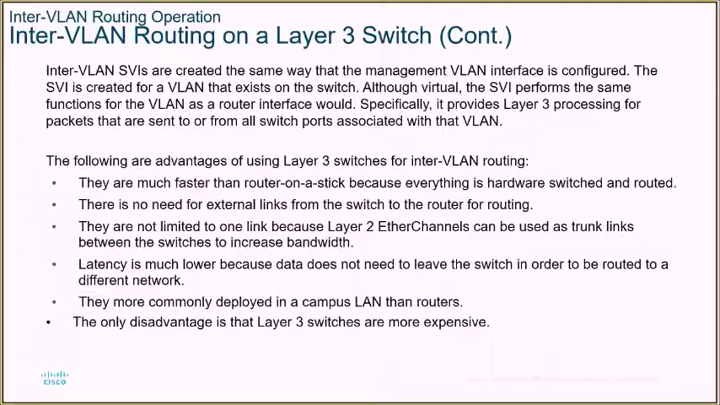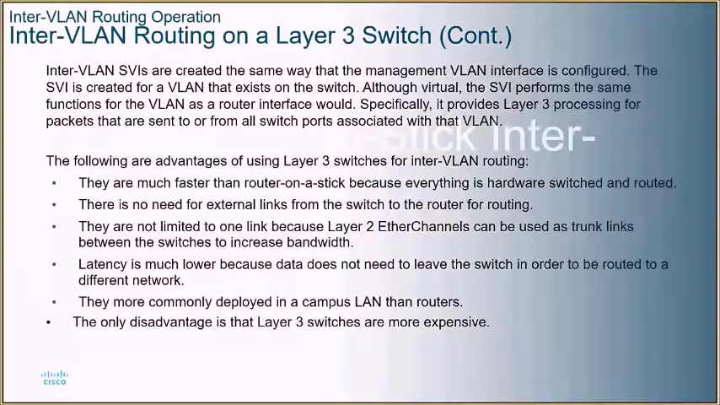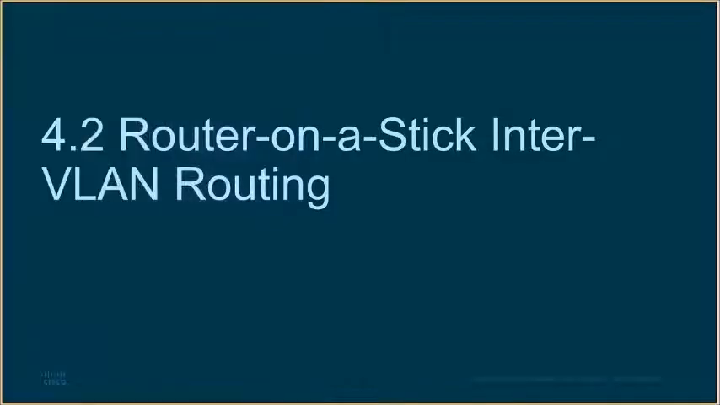They're much faster than a router on a stick because everything is hardware switched and routed. There is no need for external links from the switch to the router for routing. You are not limited to one link, because layer 2 EtherChannels can be used as trunk links between the switches to increase bandwidth. Latency is much lower because the data does not need to leave the switch in order to be routed to a different network. They are more commonly deployed in the campus LAN than routers. The only disadvantage of layer 3 switches is that they are more expensive. Okay.